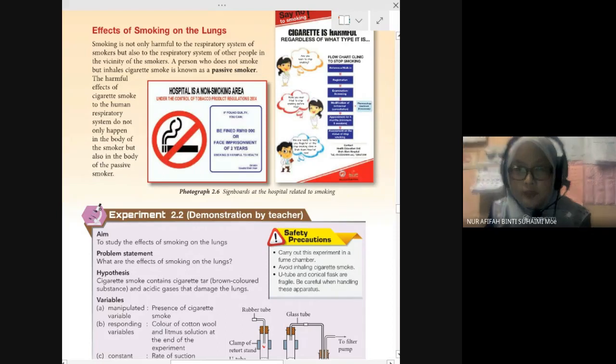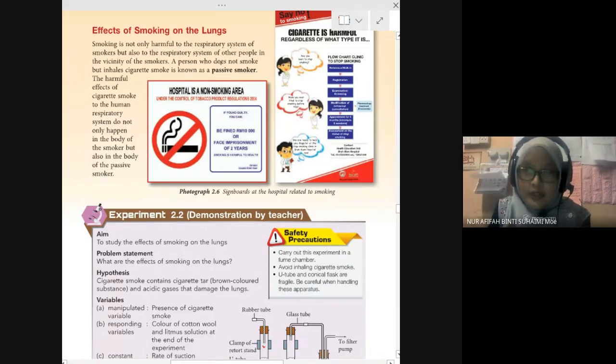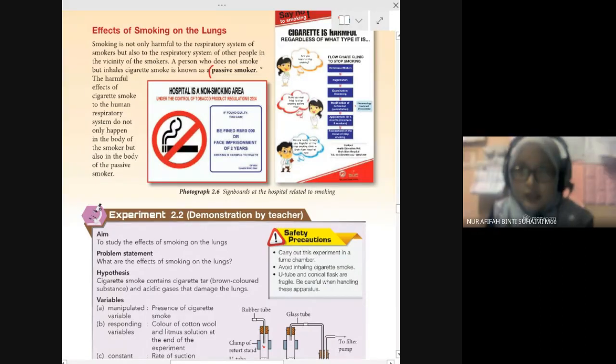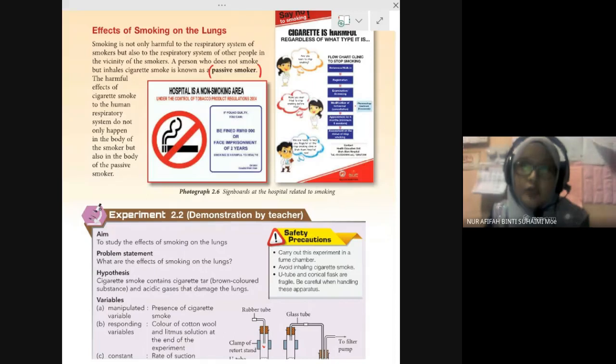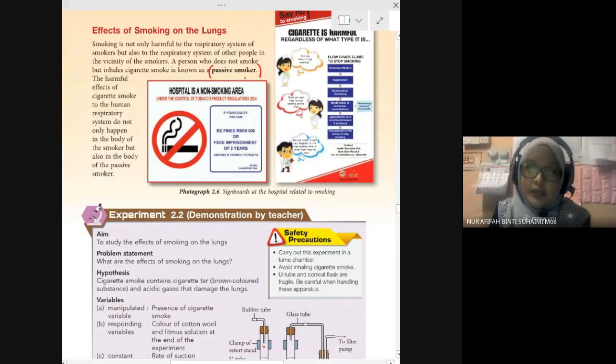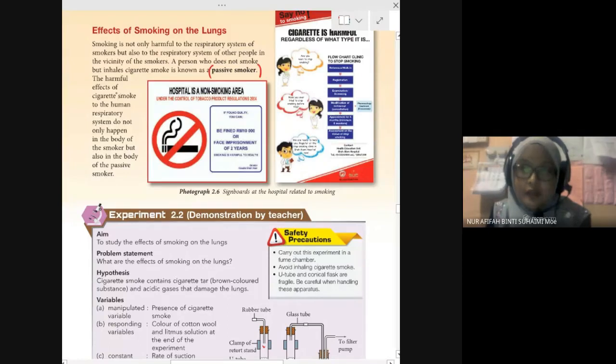So the one who inhale the cigarette smoke from the smokers, we call it passive smoker. We do not smoke, but we inhale the smoke from the cigarette. We call it passive smoker. And the one who smoke, we call it active smoker. Active and passive. Passive will inhale the smoke. So also get their effect, the harmful effect also.